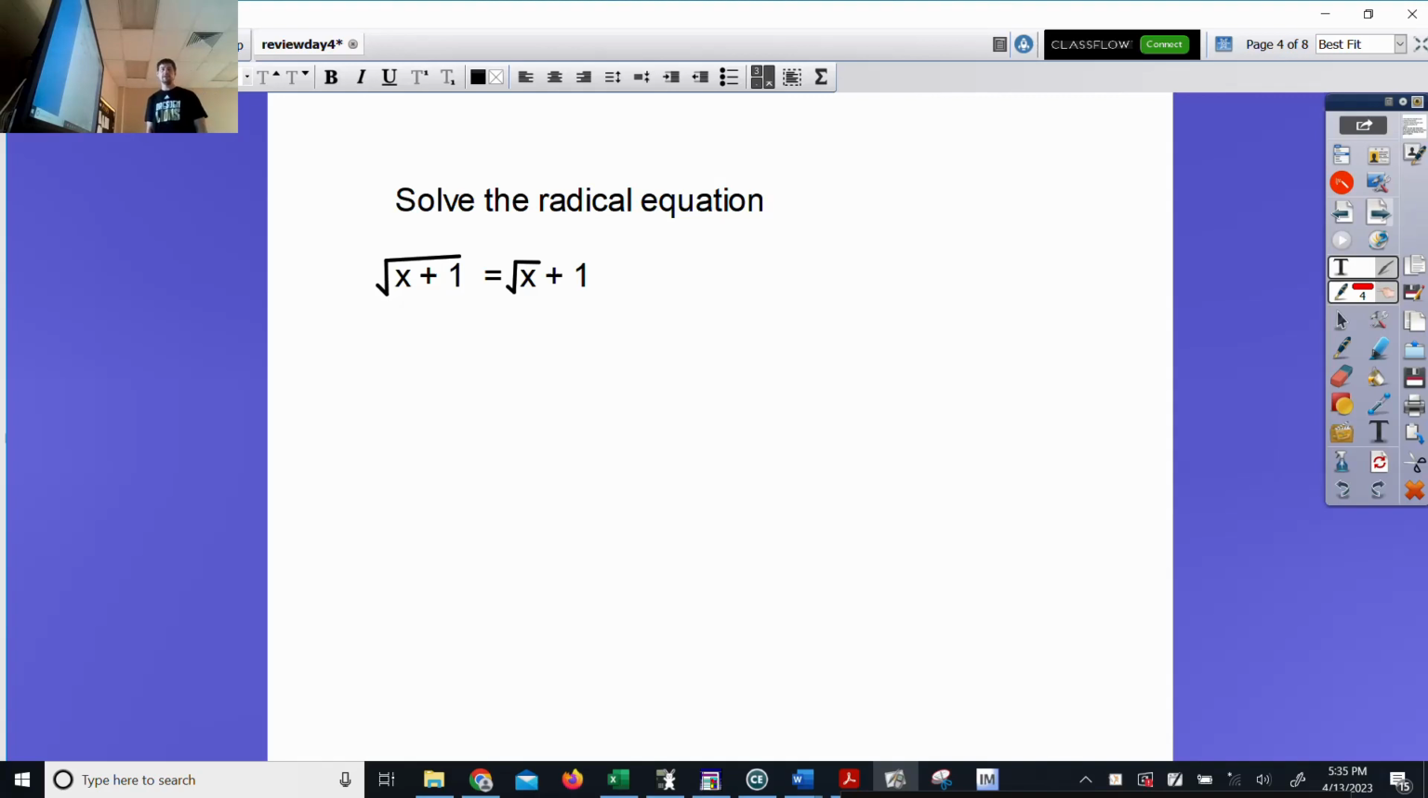Solve this radical equation. This is a tough one. It really is a tough one. What you need to do is you need to isolate a square root and then fix it. So this one's already by itself, and I'm going to square it.